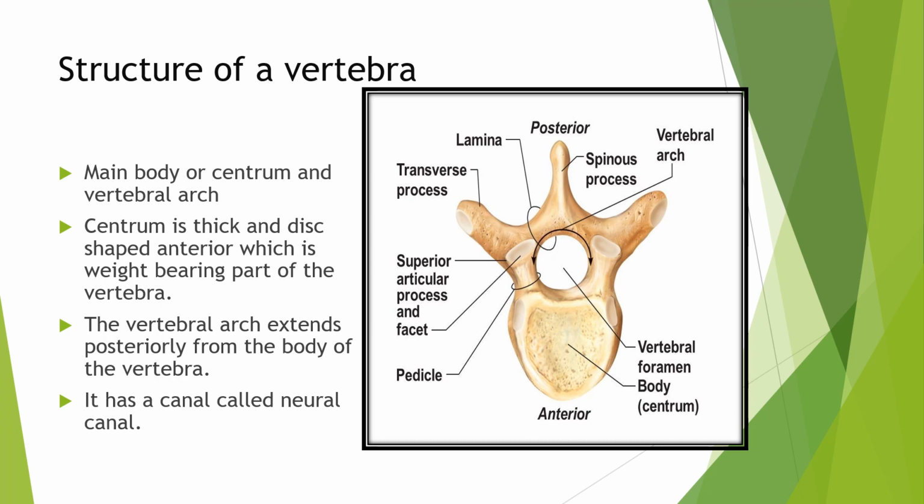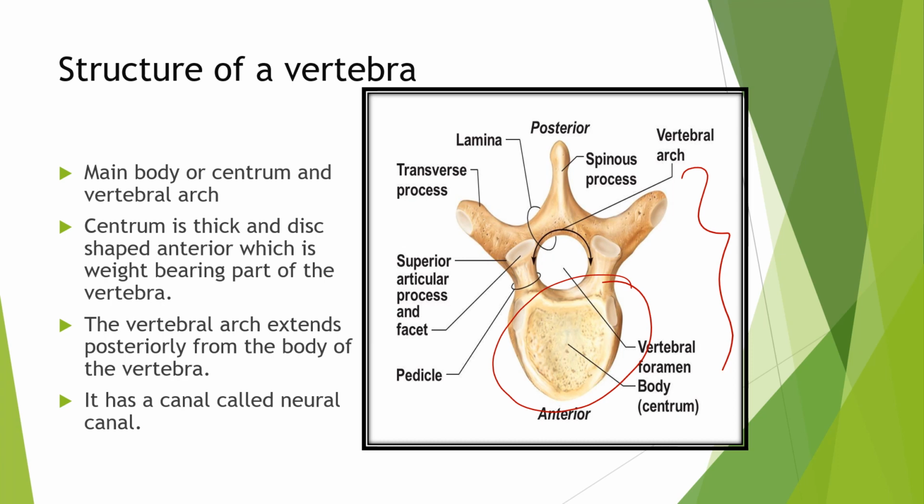Now, here we are getting the diagram of the structure of a vertebra. Let us see what is there. All the vertebrae have a common structural plan. There are so many vertebrae in the spinal column. Each vertebra is an irregular ring-like structure, and the main body here is the centrum. So what is the main body? The main body is the centrum.